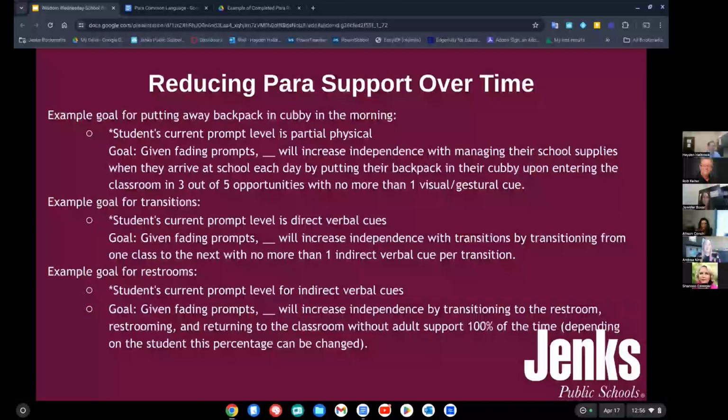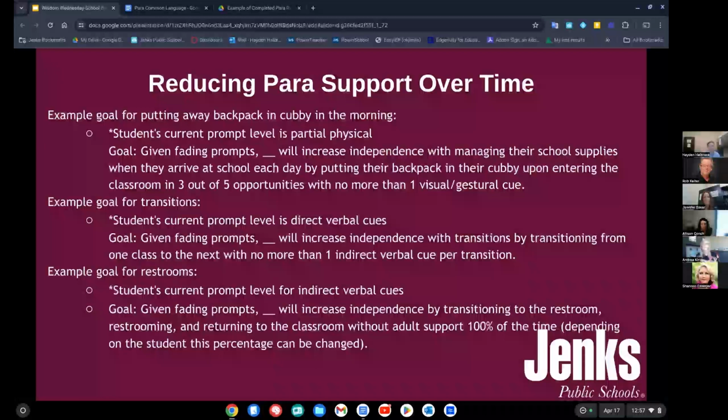Giving those fading prompts, the student will increase their independence by managing school supplies when they arrive at school. So, putting up their backpack, taking their lunchbox out of their backpack and their drink, putting them in their cubby 3 out of 5 times. And obviously we want to provide any visuals or gestures and cueing that we can. A lot of students use visual schedules, like first this, then that. And it's just a visual reminder for them on what they need to do in order to achieve those goals.